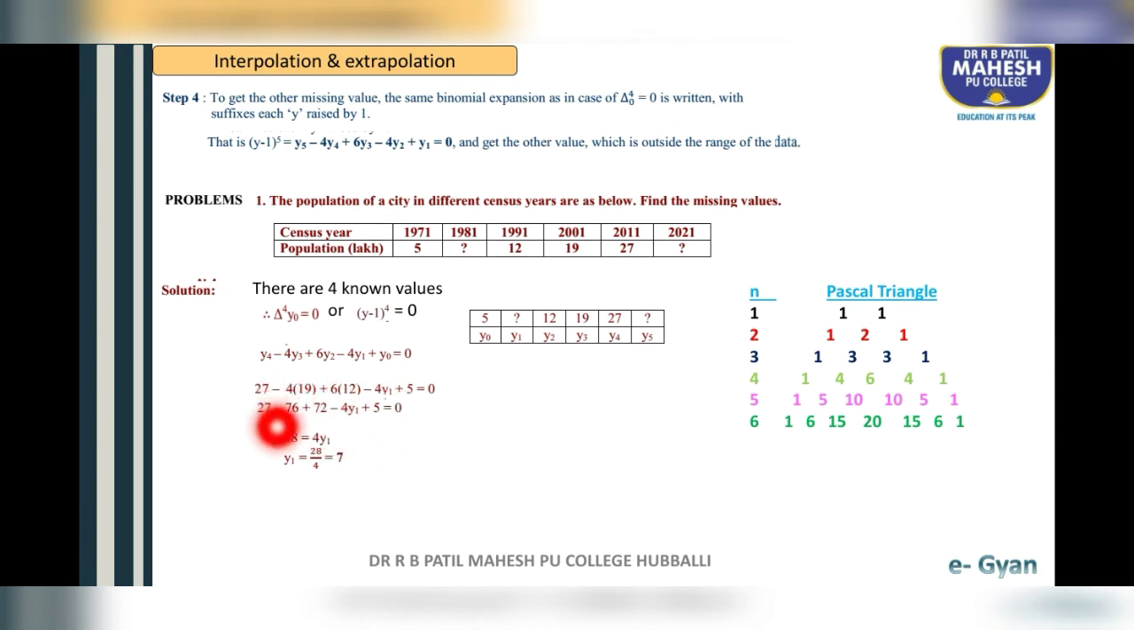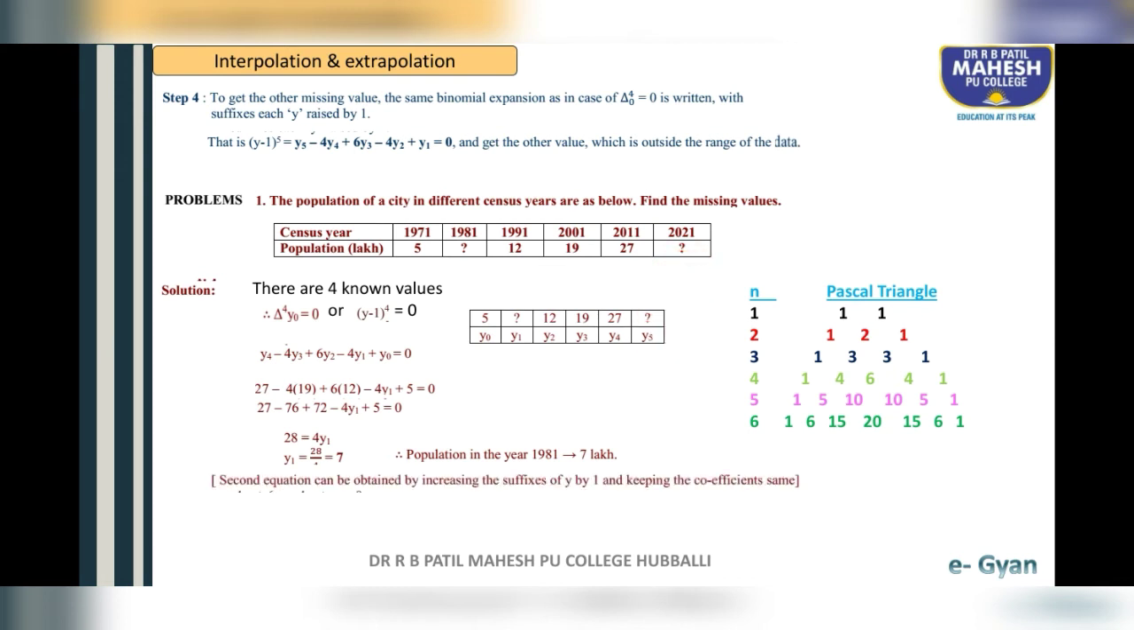The missing value of y1 is 7. So therefore, the population in the year 1981 is 7 lakh. Again, next you have to find out the missing value of y5.